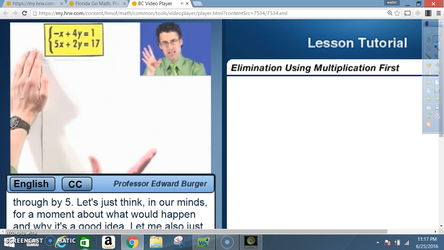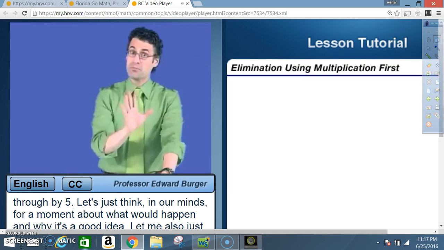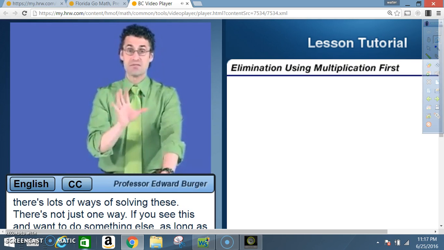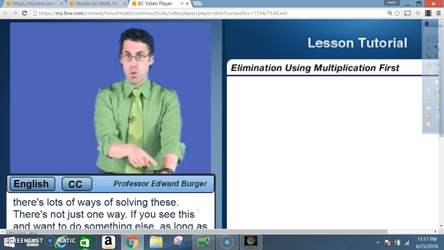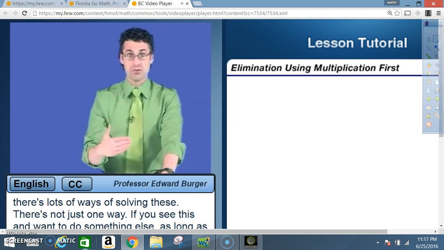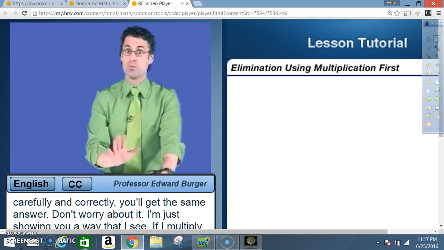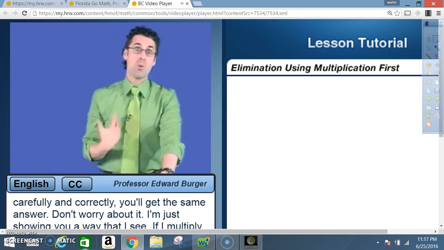Let's just think in our minds for a second what would happen if we did that and why this is a good idea. Let me also remind you that there's lots of ways of solving these. There's not just one way. So if you see this and want to do something else, as long as you work through it carefully and correctly, you'll get the same answer. Don't worry about it. I'm just showing you a way that I see.